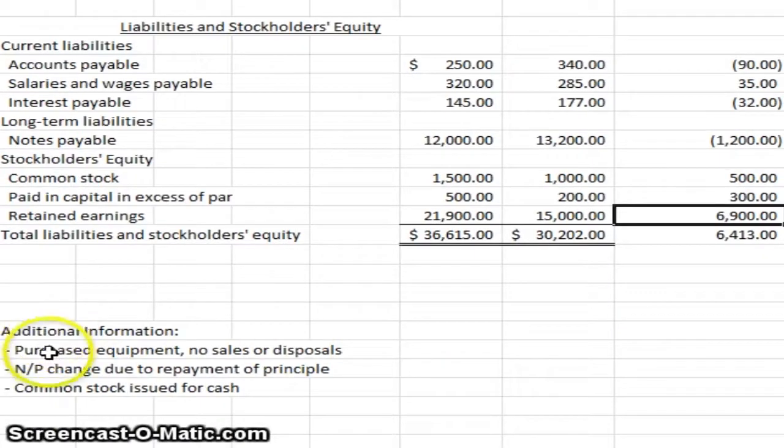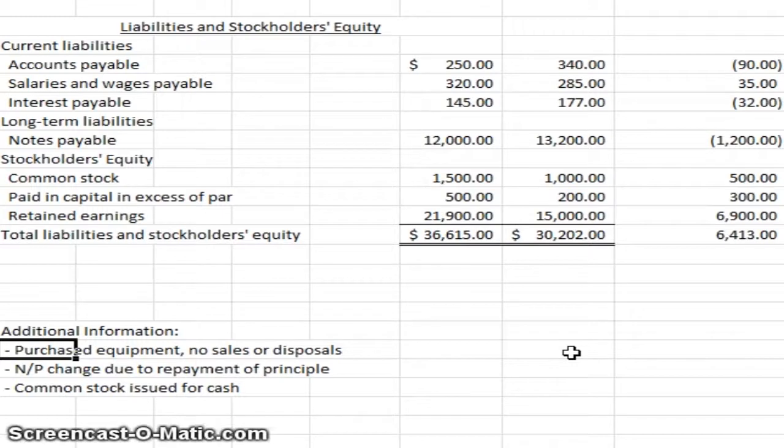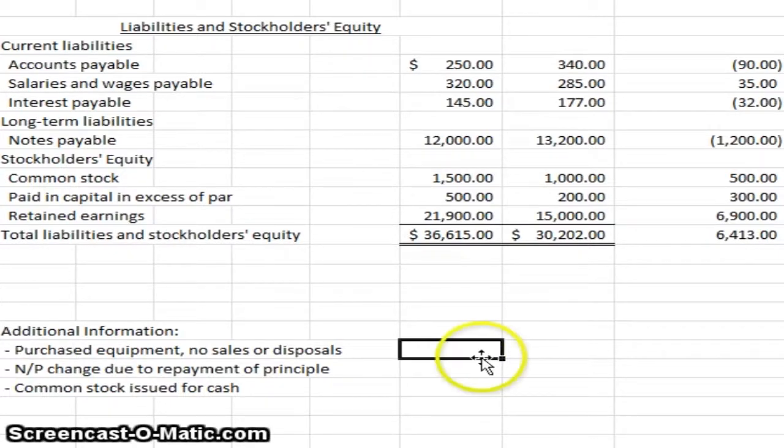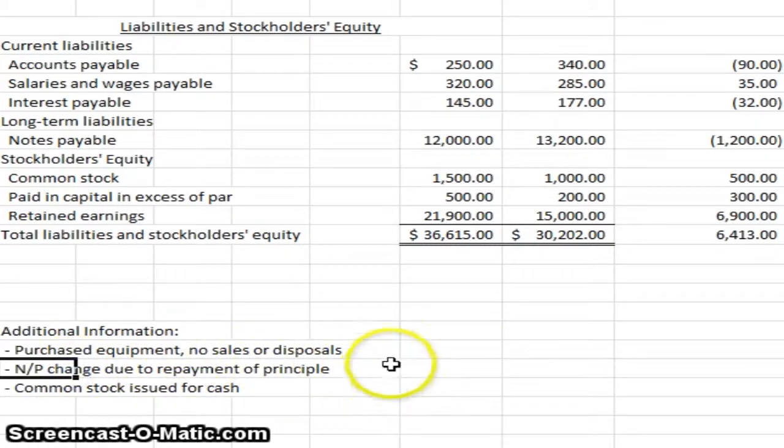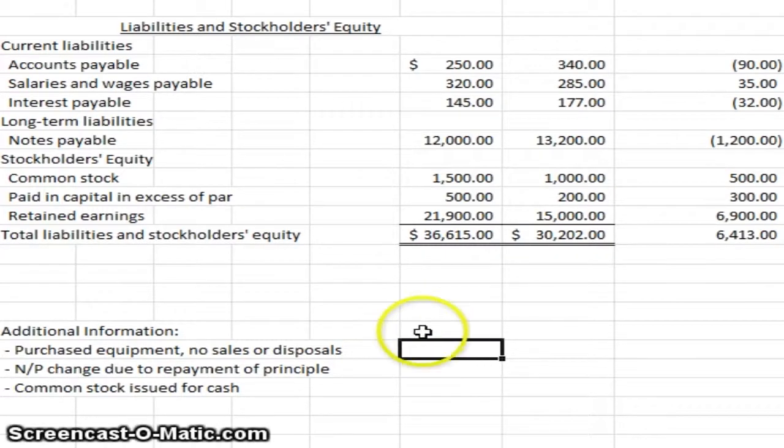So here's a little additional information for us. The first one, we did purchase some equipment, but there were no sales or disposals on fixed assets. Okay, so that tells me that the building, for instance, just didn't change for the 2 years, so I don't need to worry about that. But the equipment, we purchased some. Okay, does that mean that we purchased $2,000? Maybe. Let's hold on to that for just a second.